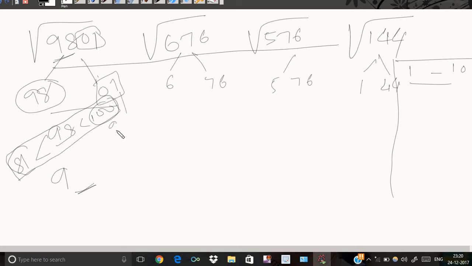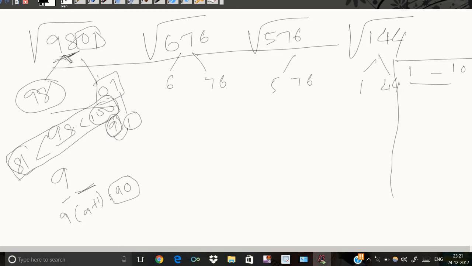01 means the possibility is either 9 or 1 in the last digit, but how can we guess which one is correct? For that, just do one thing. Take the 9, the digit which you have already found, and multiply it by 9 plus 1, which is equal to 90.